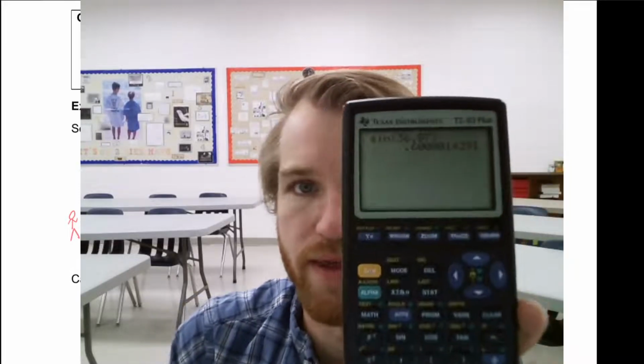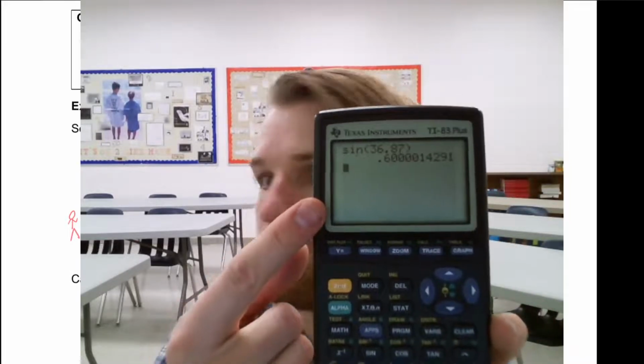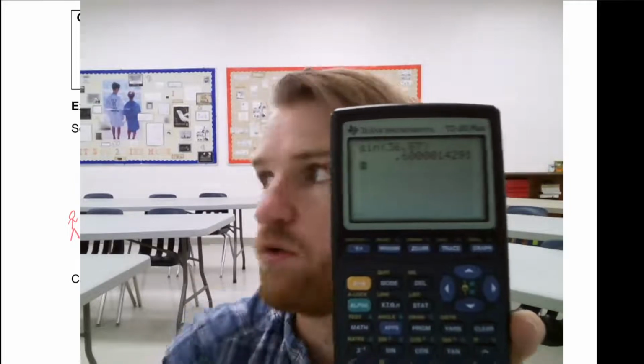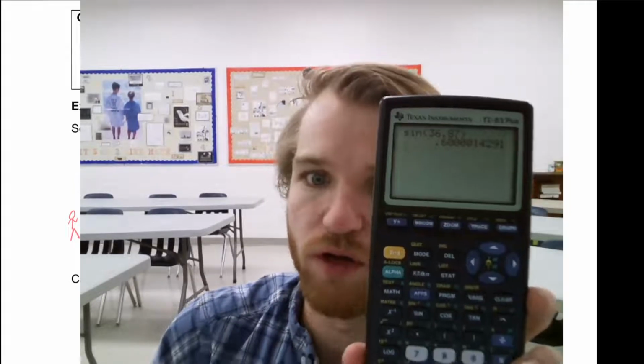So because our calculator knows these things, we can then use this to figure out missing sides in a triangle. If we know the angle and we know one side, then we can find out a missing side.